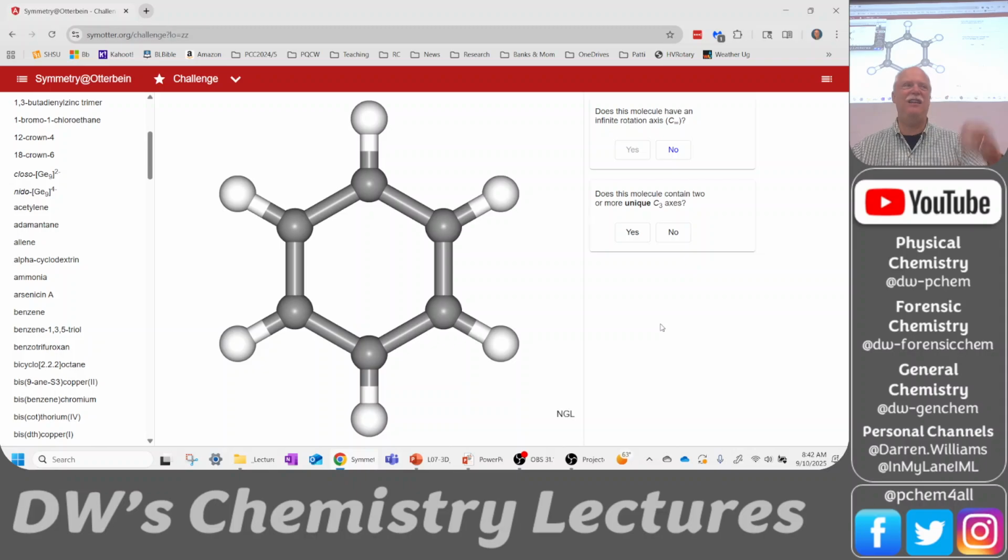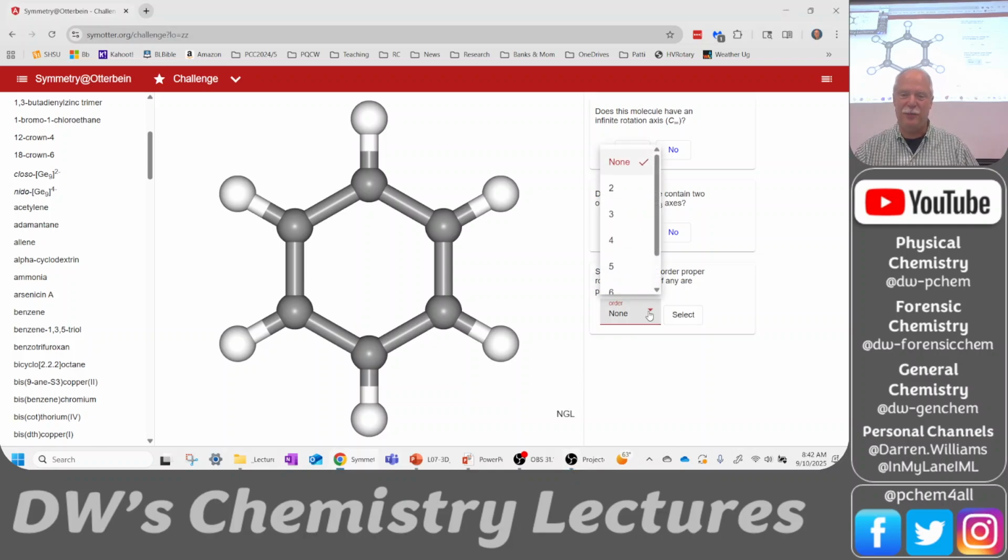No, yeah, there's some 3-fold and 6-fold symmetry in this molecule, but it doesn't contain 2 or more of them, right? So we'll say no to that. Select the highest order. So what fraction of a turn would leave the molecule unchanged? A 6th, yes. Okay, so we come over here, we pick 6 and select.